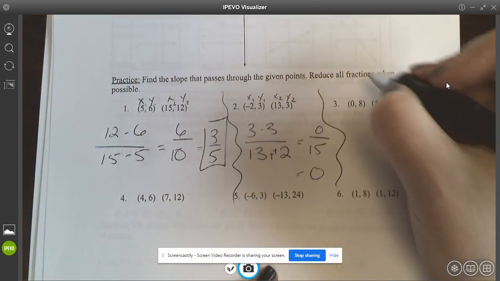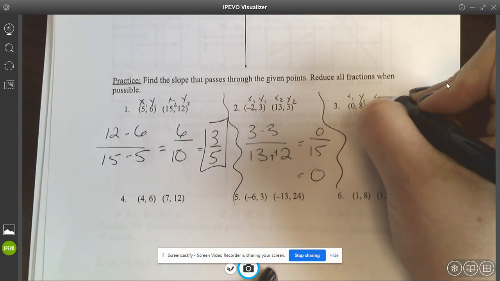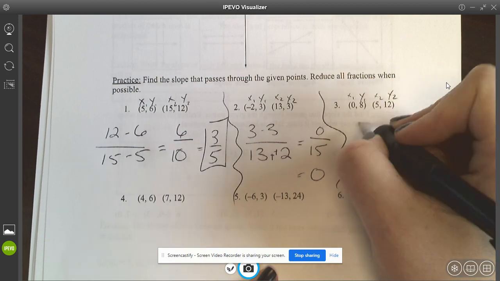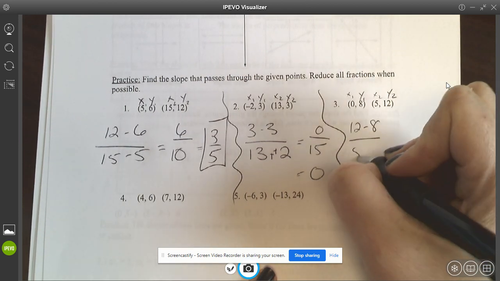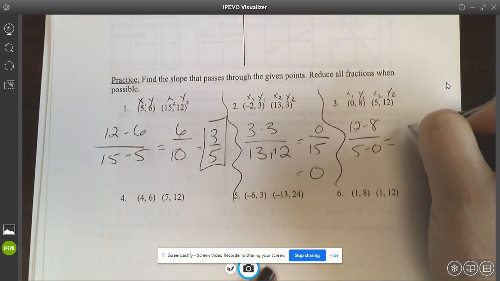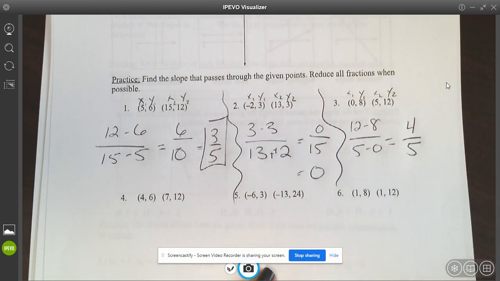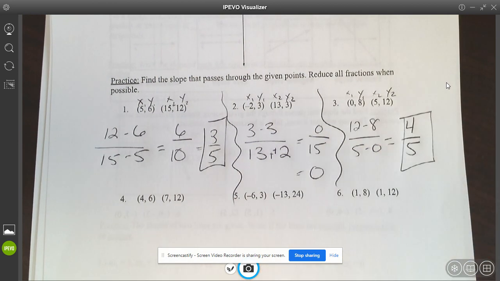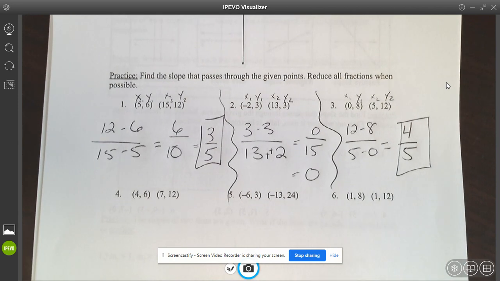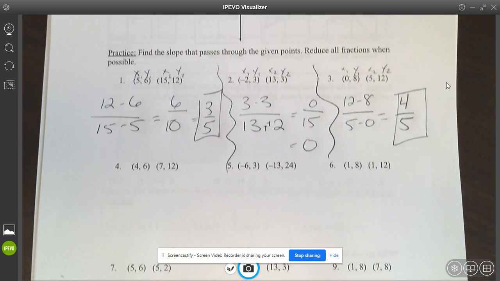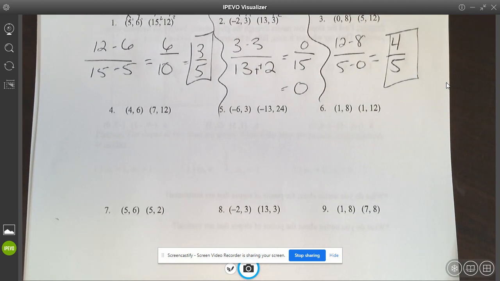And then number 3, x1, y1, x2, y2. y2 minus y1 over x2 minus x1. So I get 4 in the top, 5 in the bottom, and then that does not reduce. So I want you guys to try these ones.